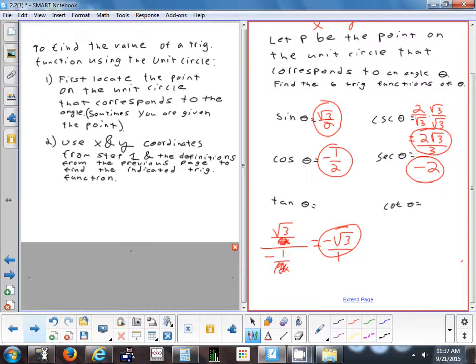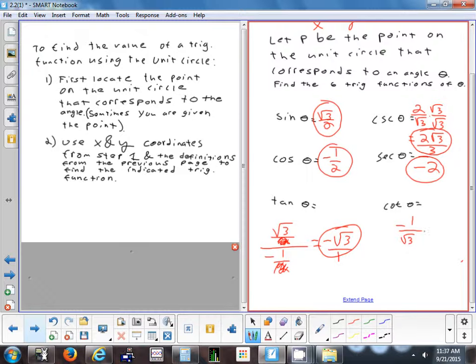All right. So now we can flip it. If it's negative when you start and you flip it, it stays negative. Flipping doesn't change the negative. So this time it's -1 over the square root of 3. And now we've got the same thing we had up above with the cosecant. We got to fix that.